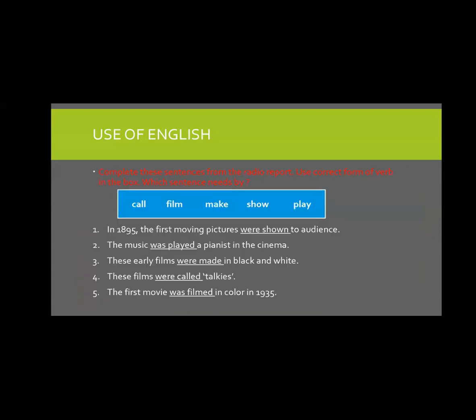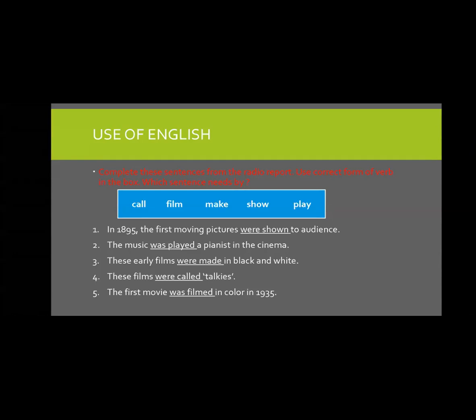Focusing on the basis of these examples, you need to answer question number 6 in your books. On your page number 53, there is question number 6, and the question is: complete these sentences with the radio report. Use the correct form of the verb in the box, with the sentence needs by. So there is a list of words written here: call, film, make, show, and play. You need to answer the questions with the help of these words in the boxes.